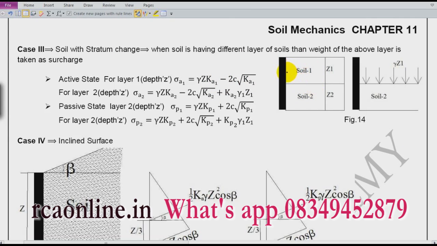When you are dealing with the first soil layer, do it as we have done just right now. But when you come to soil 2, you will take this load, which will be gamma 1 into Z1, as a surcharge. Is it okay? So all the theories which we have applied for the surcharge will be applied for soil 2, at any depth z, starting from z1 to z2.